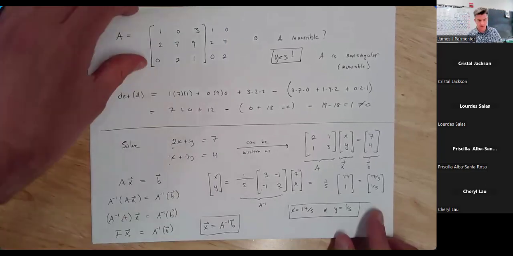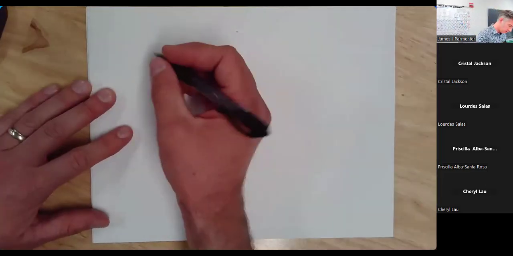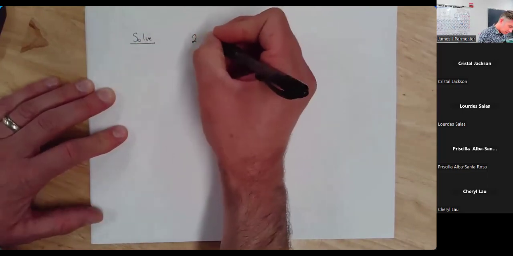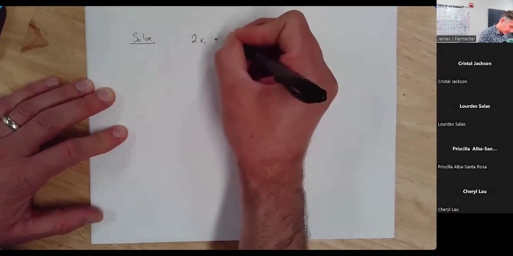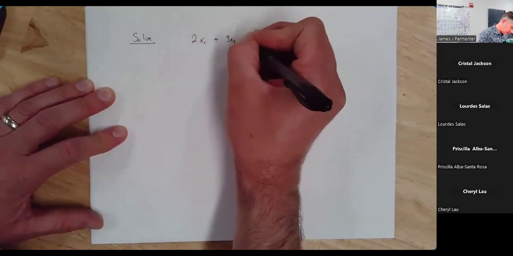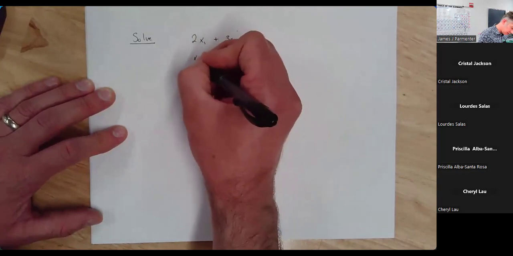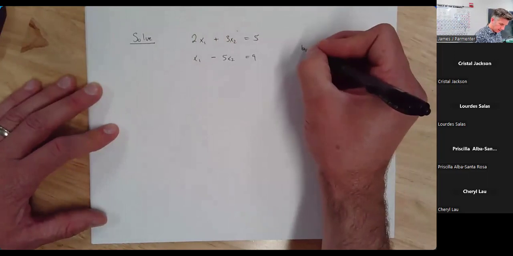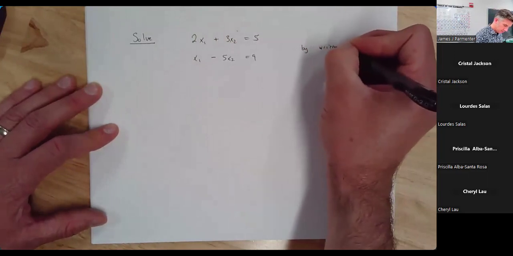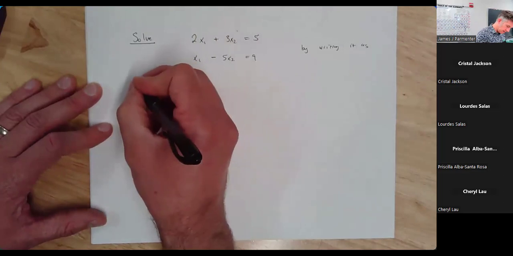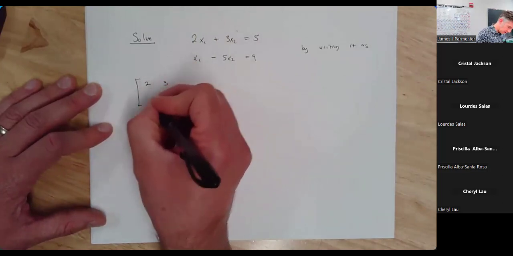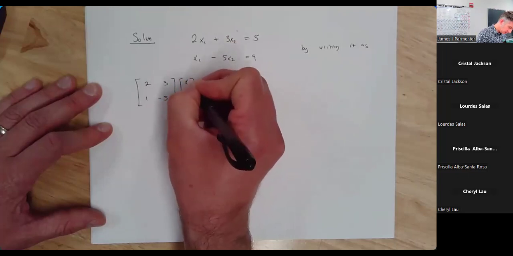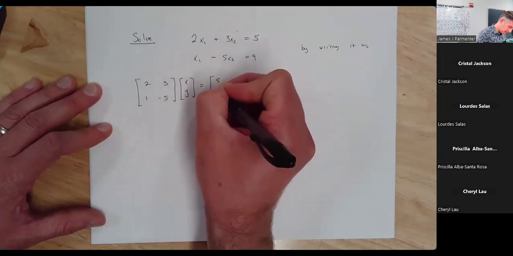So why don't you all try solving this next one? I want you all to solve the following. Solve the equation. And we're going to use x1 and x2 instead of x and y. 2x1 plus 3x2 equal to 5. x1 minus 5x2 equal to 9. By writing it as the matrix 2, 3, 1, -5 times xy equal to 5, 9.